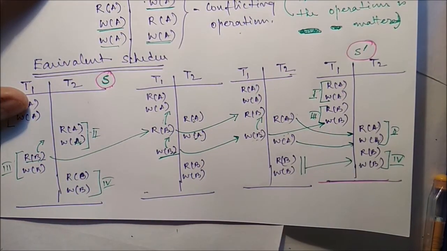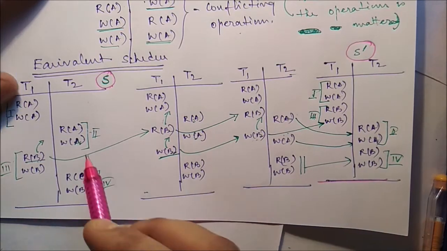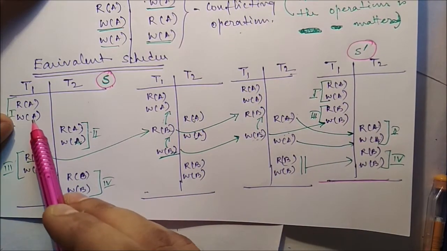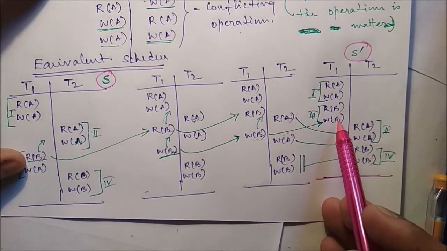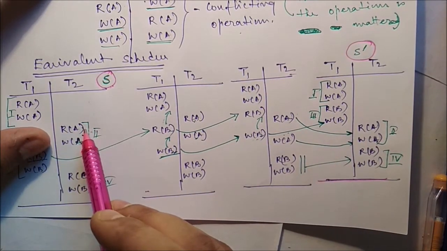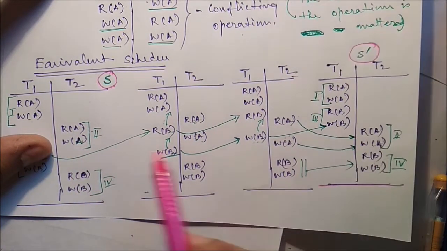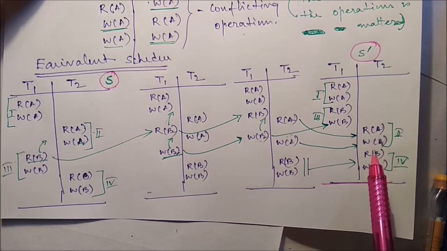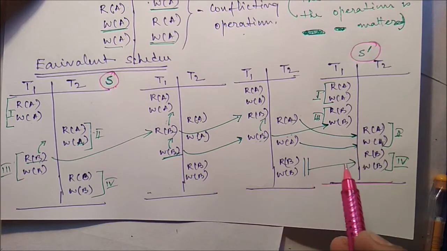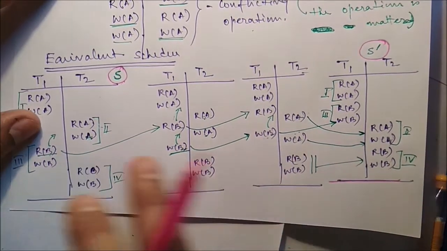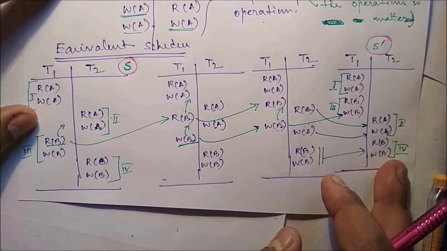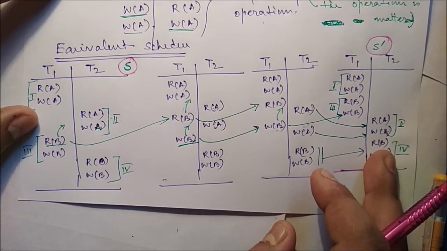Since all instructions appear in the same order in both schedules except for OPI and OPJ, whose order does not matter. Now you can see read A, write A first, read A, write A first. After that, read B, write B. Here also read B, write B. In transaction 2, read A, write A, read A, write A. After that, read B, write B, read B, write B. Now the sequence is the same. The instructions appear in the same order. So both the schedules are equivalent schedules. That means by swapping the operations we can get this one.